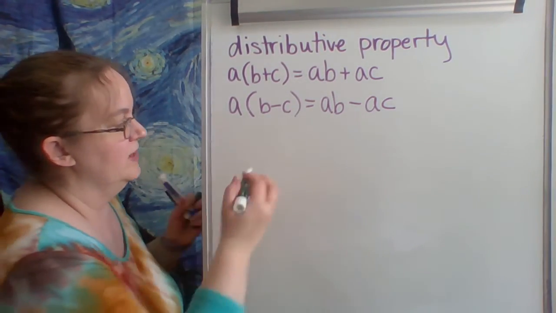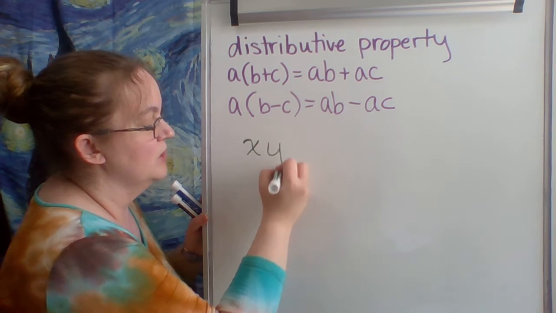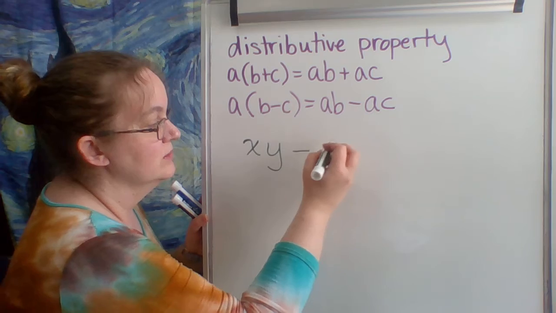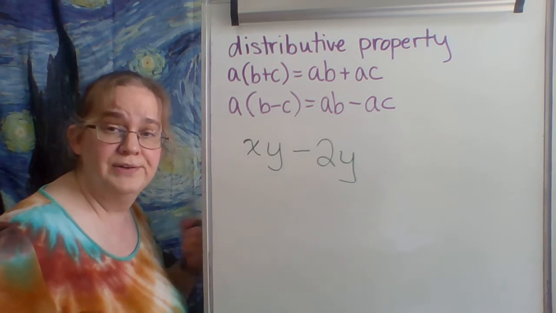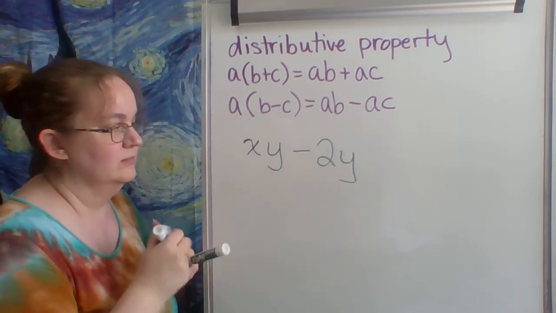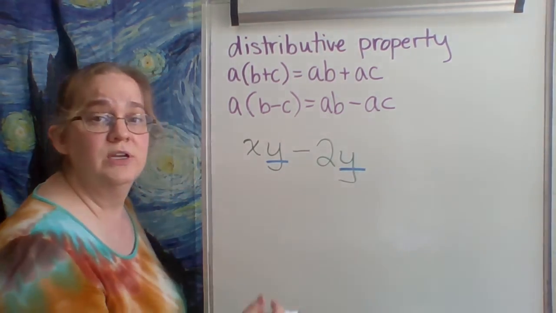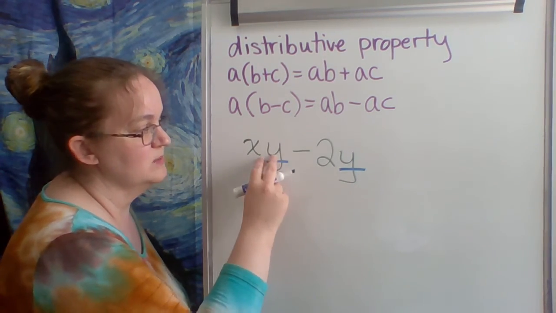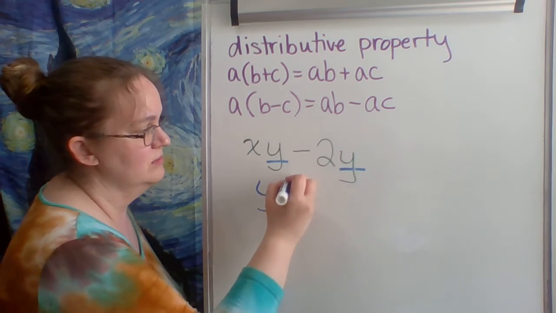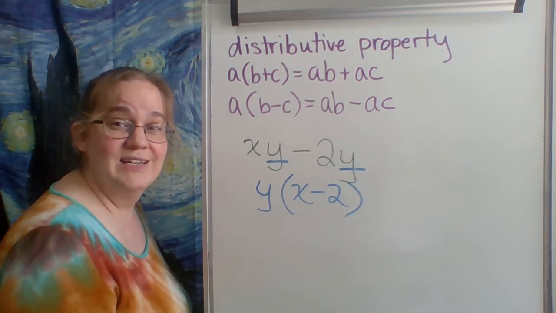Okay. If I have something like x times y minus 2 times y, well, what is in common in both of those? You've got a y in this term and a y in this term. So that means I can pull the y out because this is multiplication and this is multiplication. And I can have the 2 minus x inside instead.